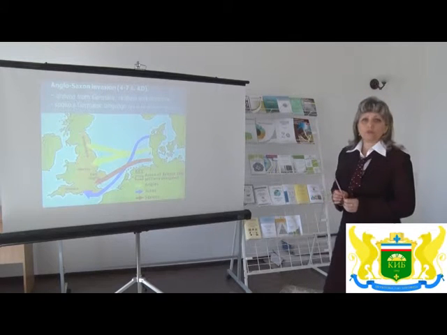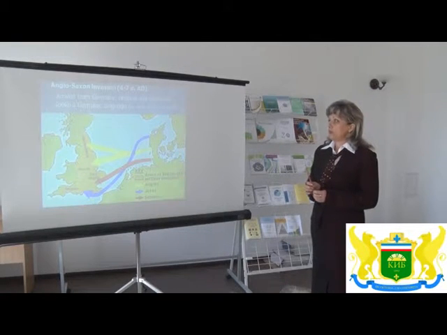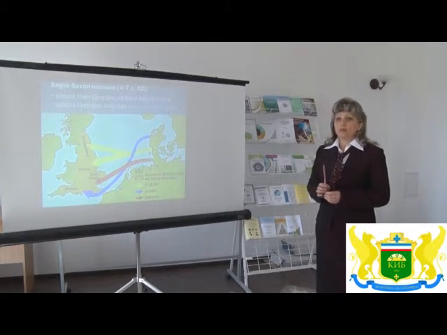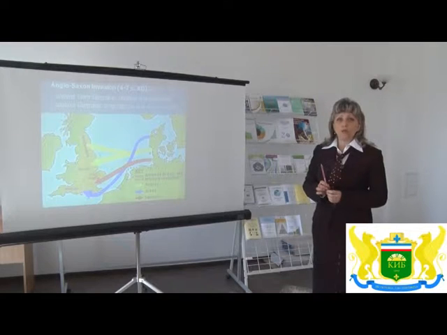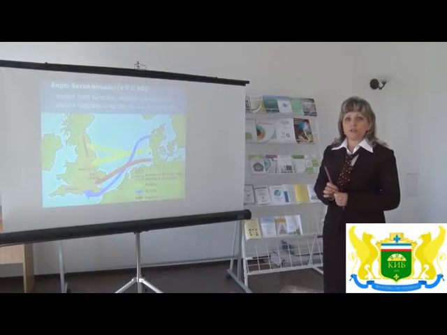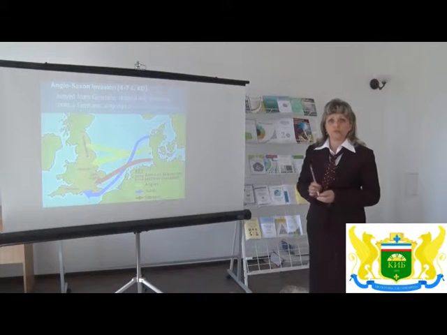The next invasion was by the Anglo-Saxons. Anglo-Saxons arrived in the country in the 4th century Anno Domini, and they arrived from what is now Germany, Holland, and Denmark. And they spoke a Germanic language, that is the basis of modern English.